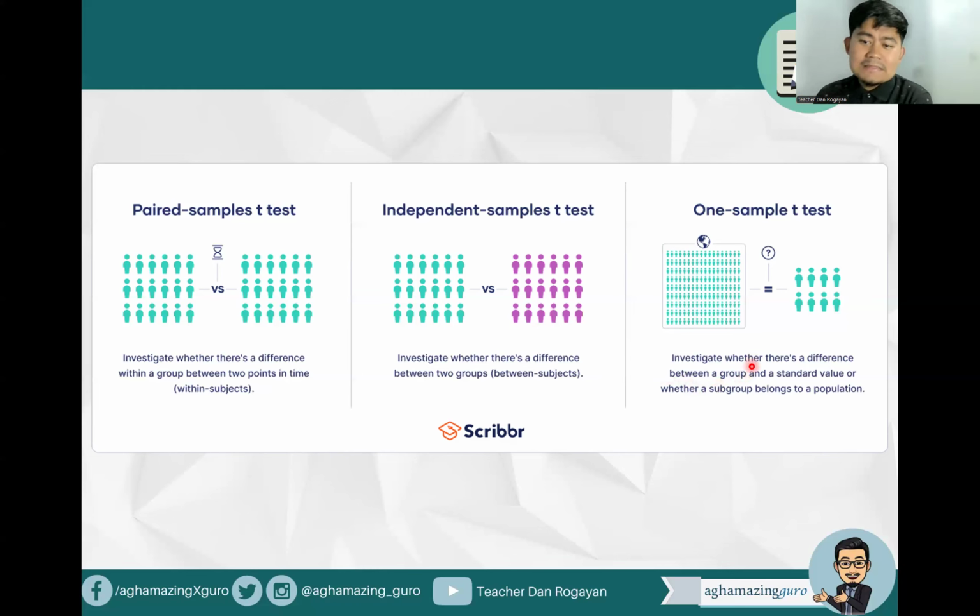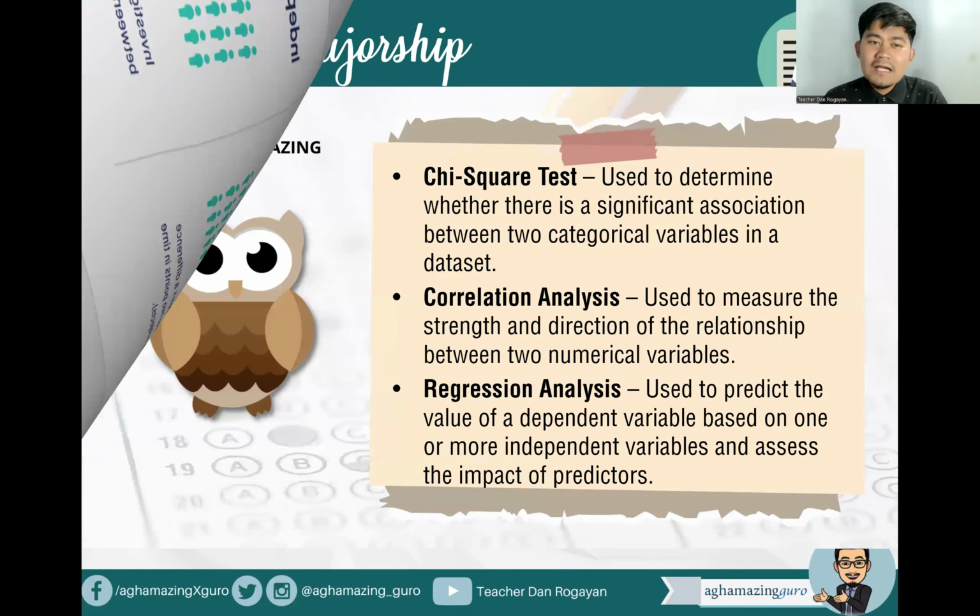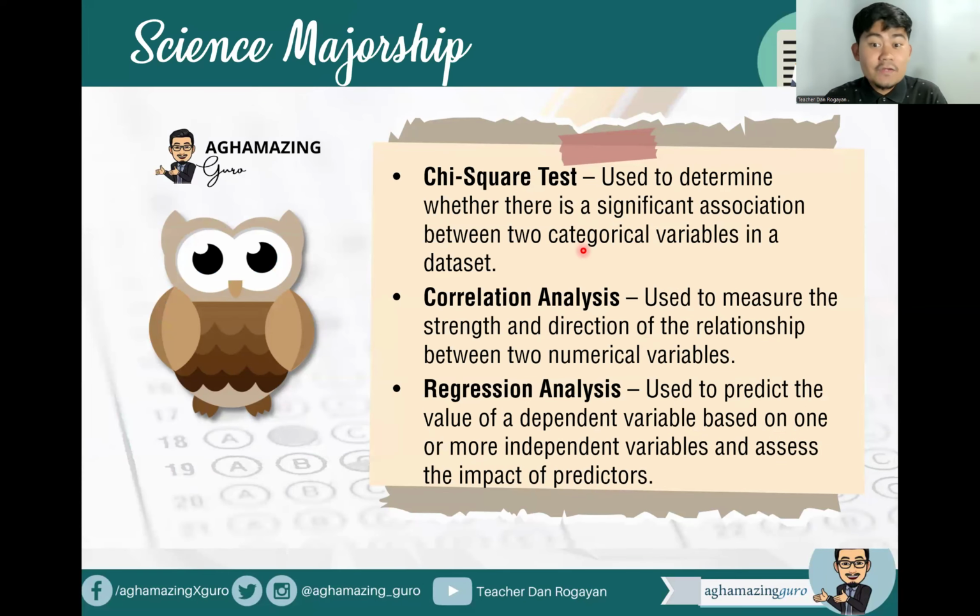While one sample t-test investigates whether there's a difference between a group and a standard value, or whether a subgroup belongs to a population. So that is a group, or sample, as compared to the population. Okay? So next, the chi-square test is used to determine whether there is a significant association between two categorical variables in a data set. So this one naman is significant association for categorical.